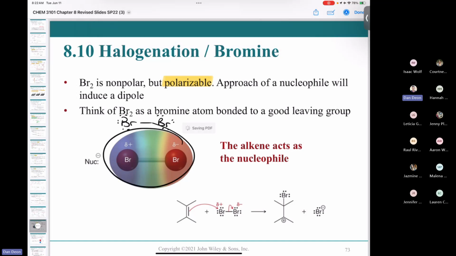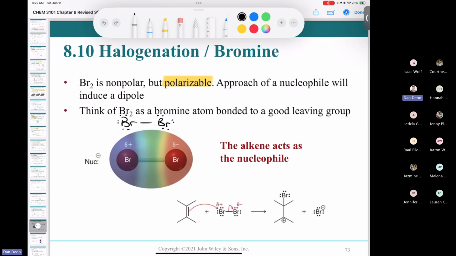you see that when the nucleophile approaches, if the nucleophile is negative, it's going to repel the electrons in the Br2 molecule. And so one side is going to end up delta plus, or partially positive, whereas the other side is going to end up partially negative, because again, it's polarizable. So what that means is you could get a nucleophilic attack. Is bromide a good leaving group? Well, heck yeah, it's the conjugate base of HBr, which is a really strong acid. And so you might be tempted to draw this mechanism.